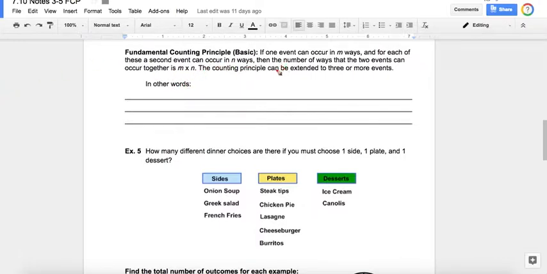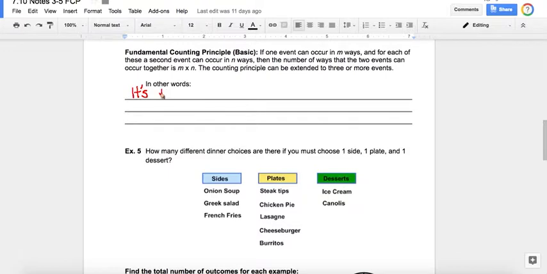So here's what the fundamental counting principle is. If one event can occur in m ways, and for each of these, a second event can occur in n ways, then the number of ways that the 2 events can occur is m times n. So the counting principle can be extended to 3 or more events. So in other words, okay, that probably didn't make a whole lot of sense to you. So I'm going to put it in a little bit easier words to understand.